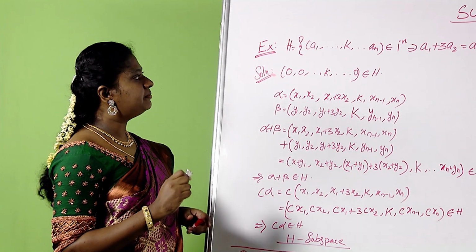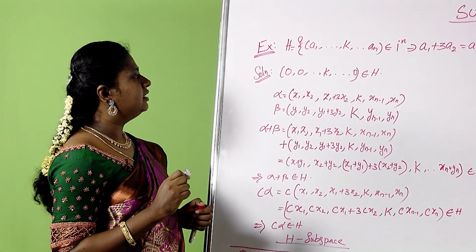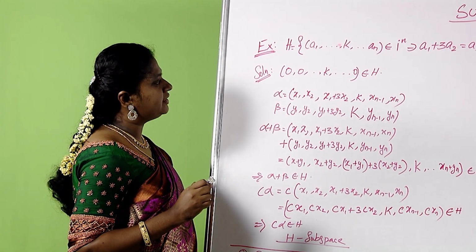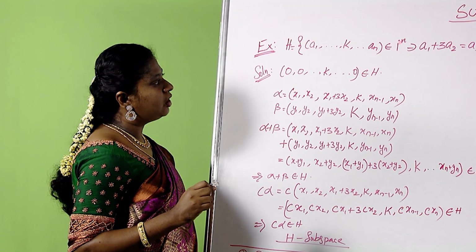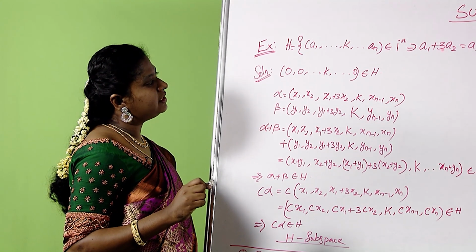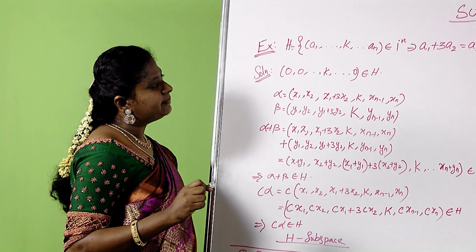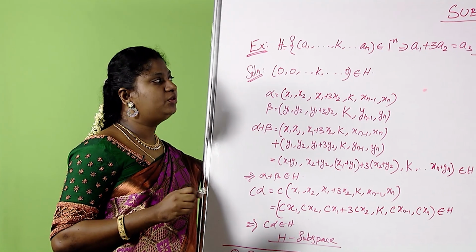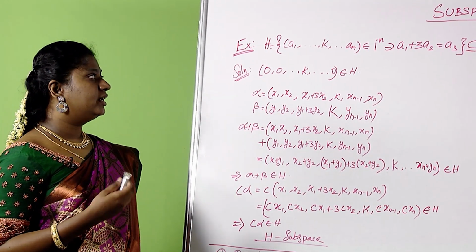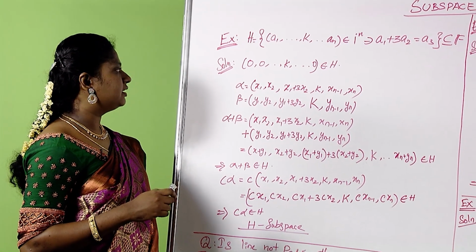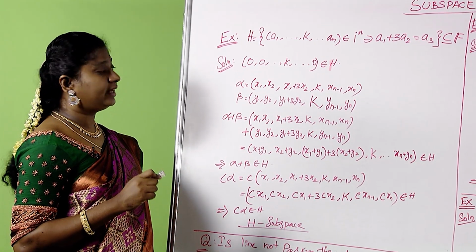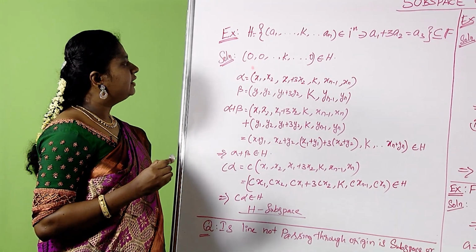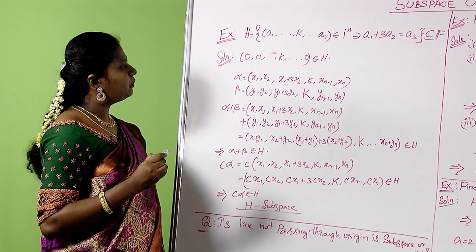First example: consider the set H consisting of the elements of the form (a1, a2, ..., an) belonging to R^n such that a1 plus 3 a2 is equal to a3. We have to prove that H is a subspace of R^n. We have discussed how to check whether a space forms a subspace of another space. First we are going to prove that the space we are considering is non-empty. For that, I am going to let all of the a values be equal to 0.